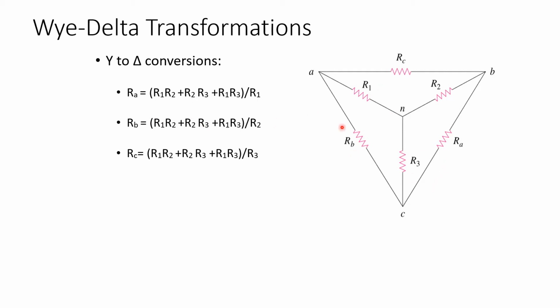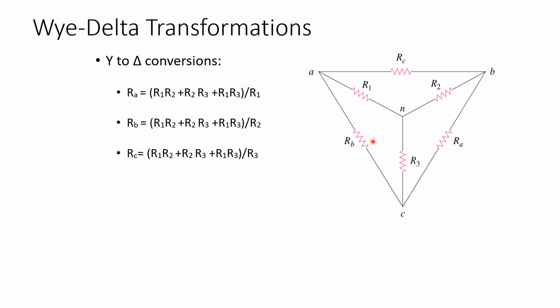In case of RA, you will see that the relation is RA equals R1 multiplied by R2, plus R2 multiplied by R3, plus R1 multiplied by R3, divided by the opposite resistor of that delta resistor. The opposite resistor of this RA is basically R1. So RA is equal to R1 R2 plus R2 R3 plus R1 R3 divided by R1.